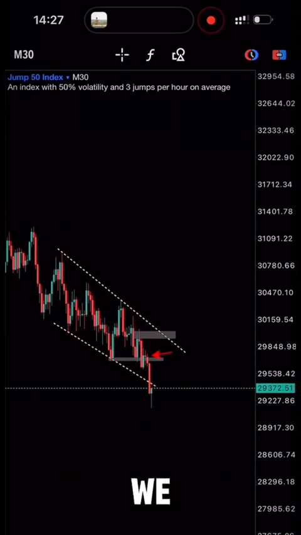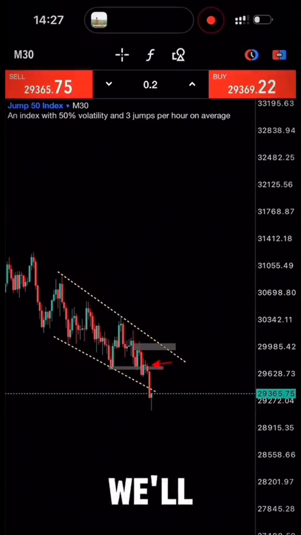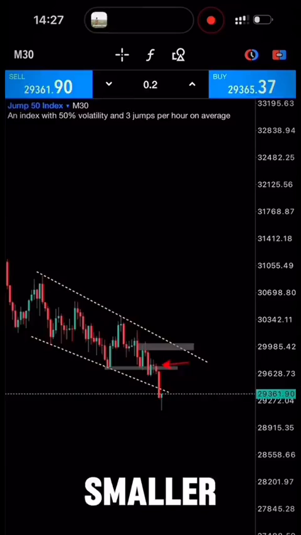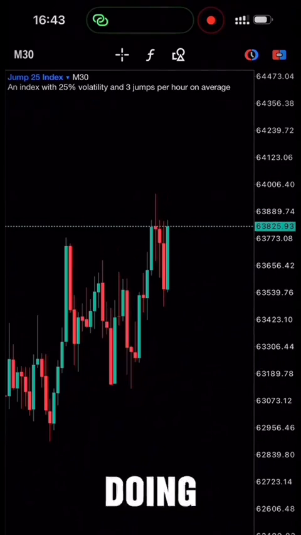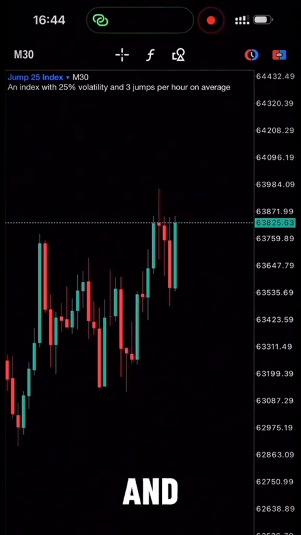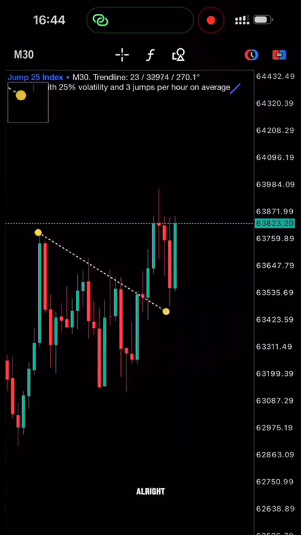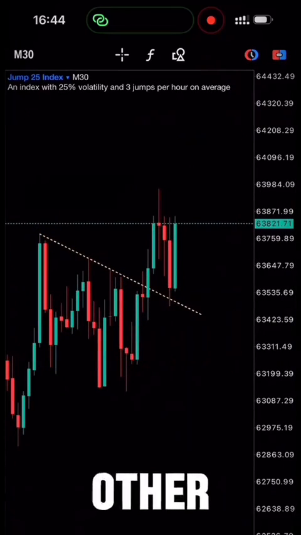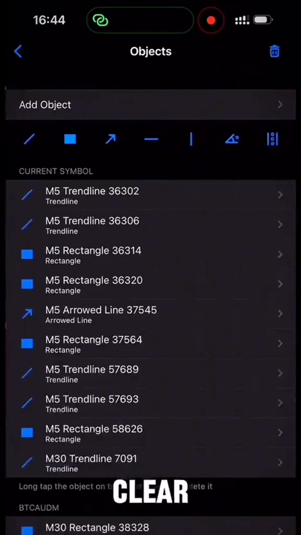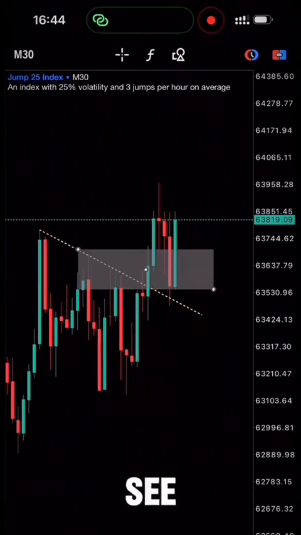All right, so we are done with this entry, and then we'll go look for other entries on other smaller time frames. So what I'm doing here is to spot the market structure first, and then I'll draw trend lines to identify the trade. All right, but this one, other setups are very clear. They're very clear for a signal. You can see what's going on.